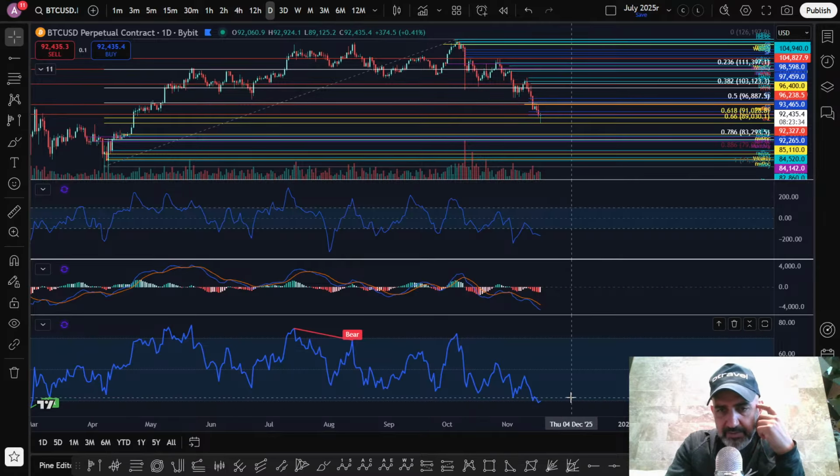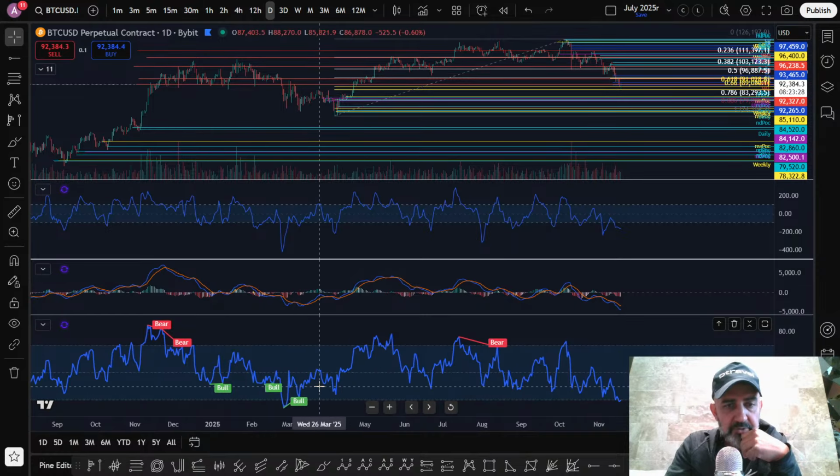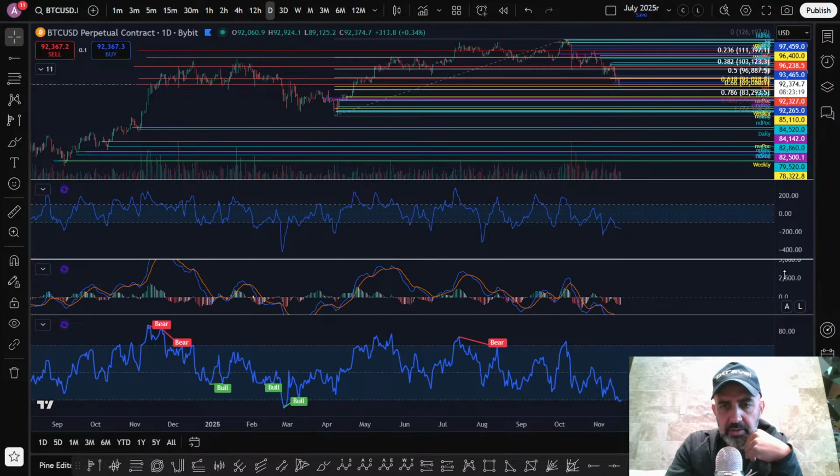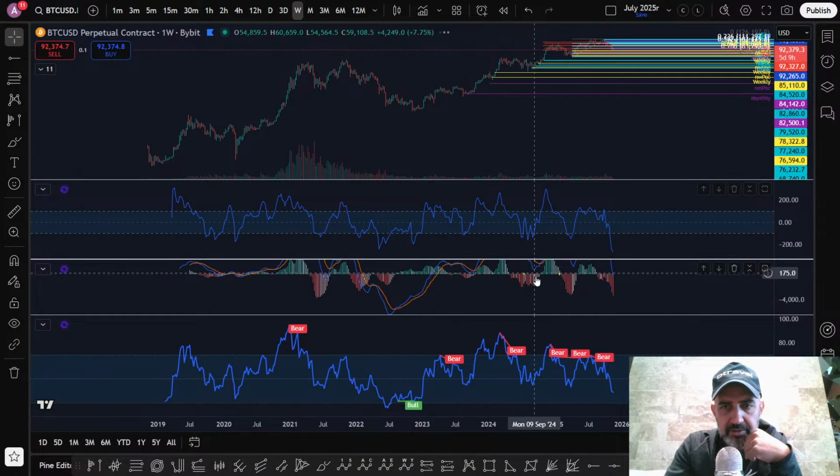RSI is all the way down to the lows. The last time we were at the lows, it was a good place to buy, huh? These are the good places to buy when the RSI is really low. The MACD, let's have a look at it.